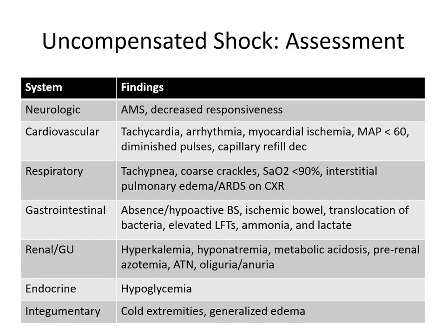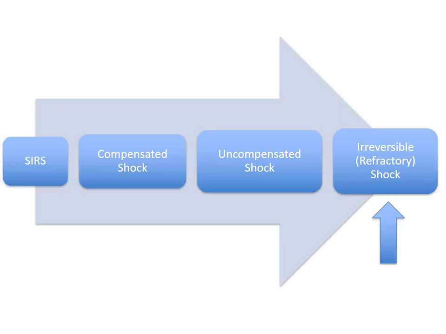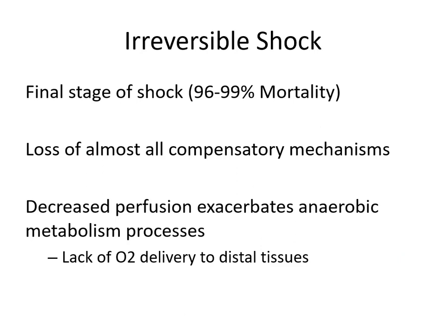Here I've listed several findings that you can see in uncompensated shock. The overall theme is a lack of reserve and systematic failure of organs. Finally, let's look at irreversible or refractory shock. This final stage of shock carries a 96 to 99% mortality rate. There is loss of almost all compensatory mechanisms.